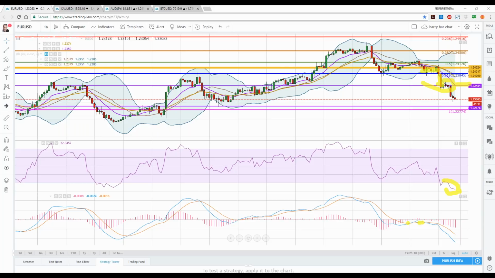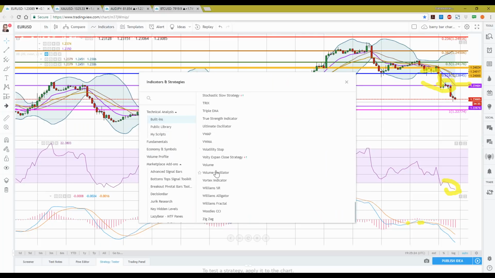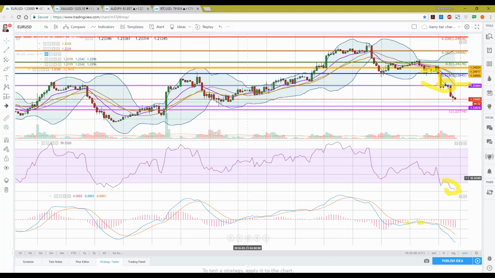Then we could do one last thing, one last decision maker, and that is to add volume. Volume is very important because if the traders felt the same way you feel, you would see an increase in selling. You'd have more activity in the marketplace. Volume would be increasing.